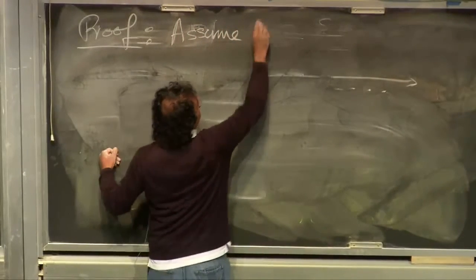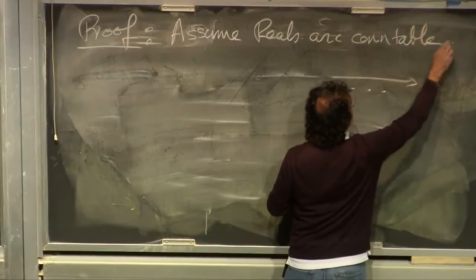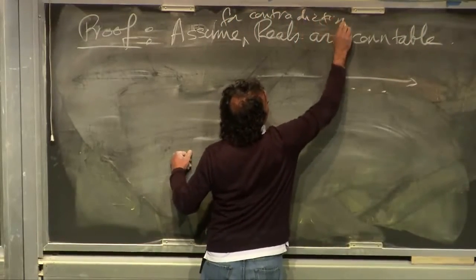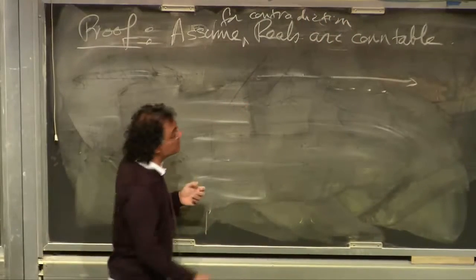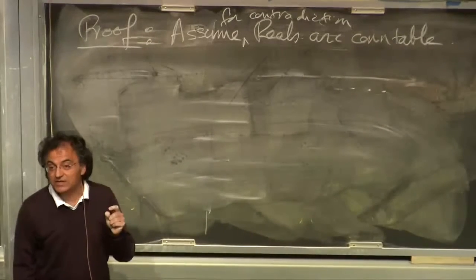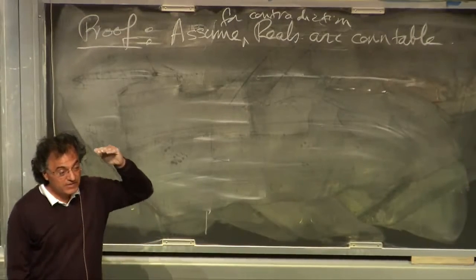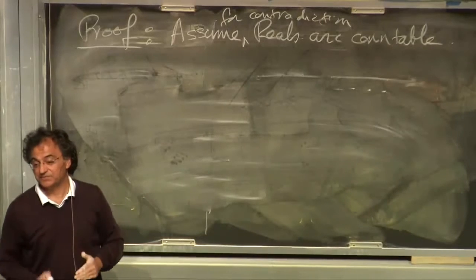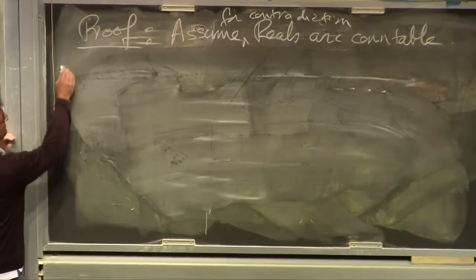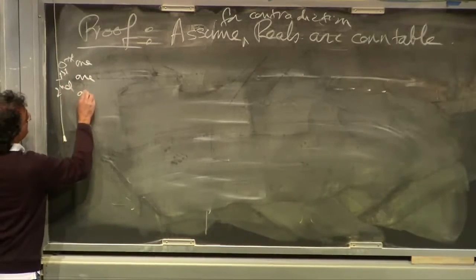Assume the reals are countable. So we assume for contradiction. Okay? Now what does it mean they're countable? It means that there's a bijection between the natural numbers and the real numbers. So you can number them, the 0th one, the first one, the second one, and so on. Okay? So let's go ahead and number them. There's the 0th one, first one, second one, etc.